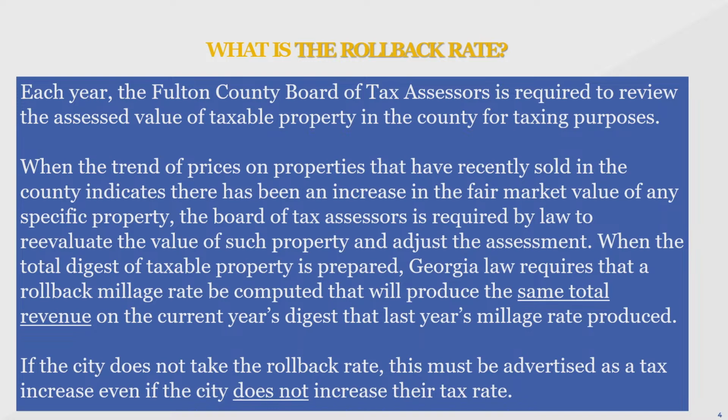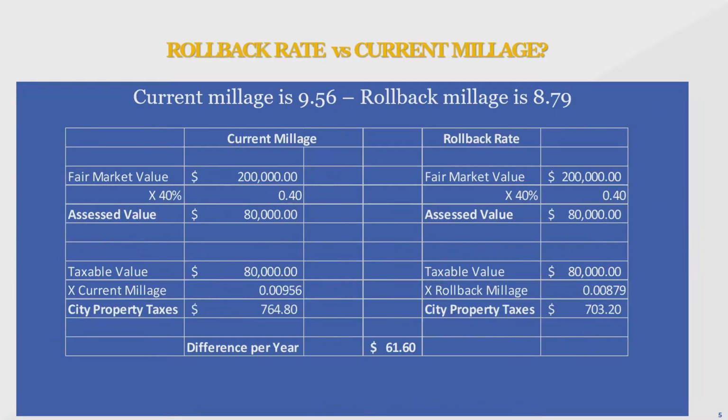When the total digest of taxable property is prepared, Georgia law requires that the rollback millage rate be computed that will produce the same total revenue on the current year's digest that last year's millage rate produced. If the city does not take the rollback rate, this must be advertised as a tax increase, even if the city does not increase their tax rate. This slide represents an example of the rollback rate versus the current millage rate. This also assumes the assessed value stays the same from year to year.